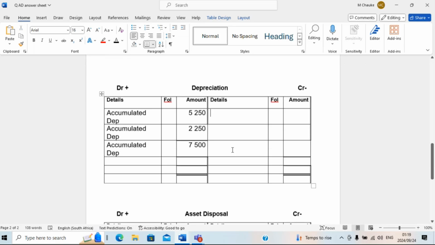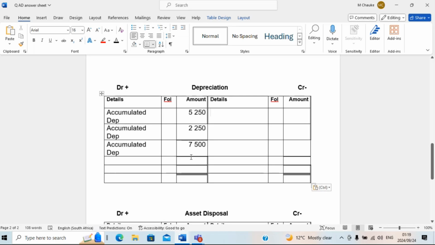And then obviously the bigger side is going to be this one. By how much? We add 5,250 plus 2,250 plus 7,500. You add everything there, you're going to get a total of 15,000.